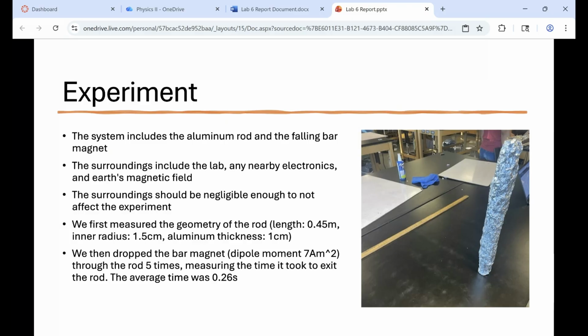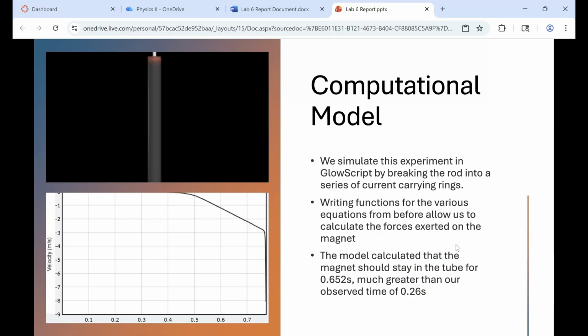In the experiment, we take a rod wrapped in aluminum foil. It's surrounded by the lab, any nearby electronics, and Earth's magnetic field, but those shouldn't affect the experiment. We measure the rod's properties. It's 0.45 meters long. The aluminum is 1 centimeter thick. We then drop the bar magnet into the tube and measure how long it takes to come out. We measured it 5 times, and the average was 0.26 seconds.